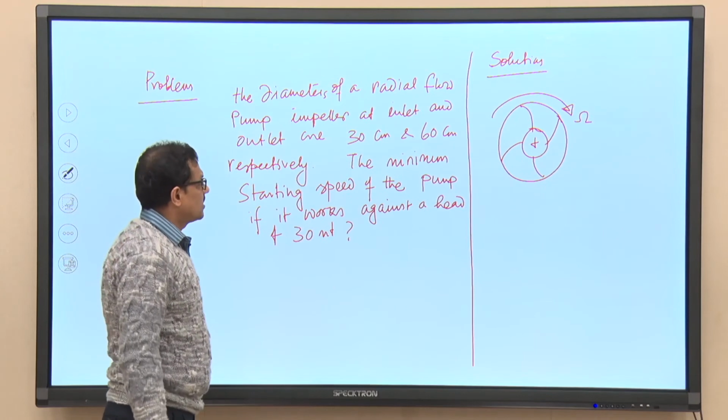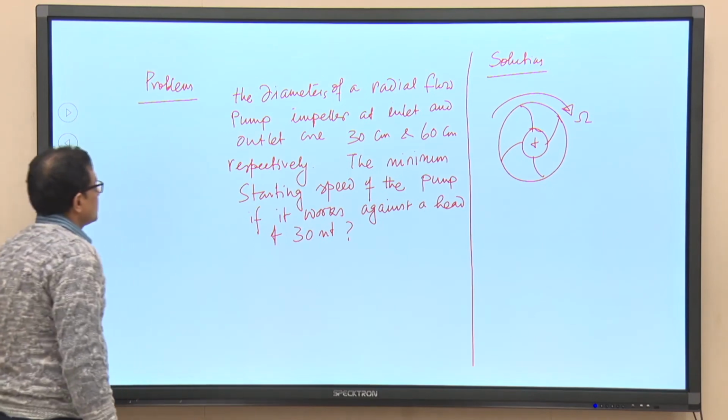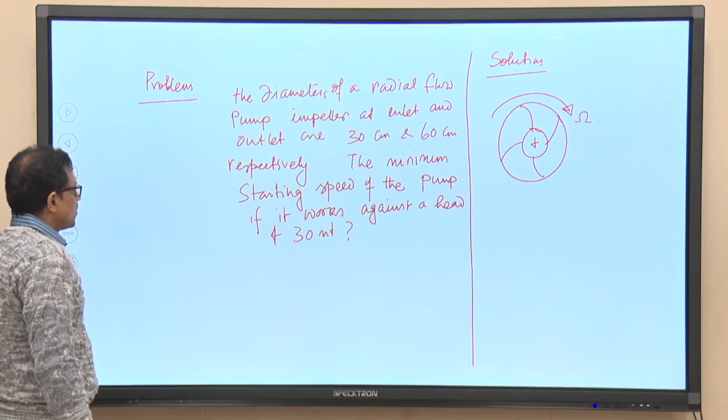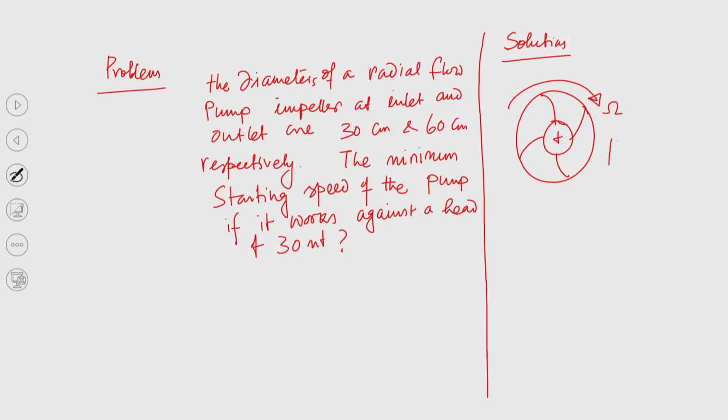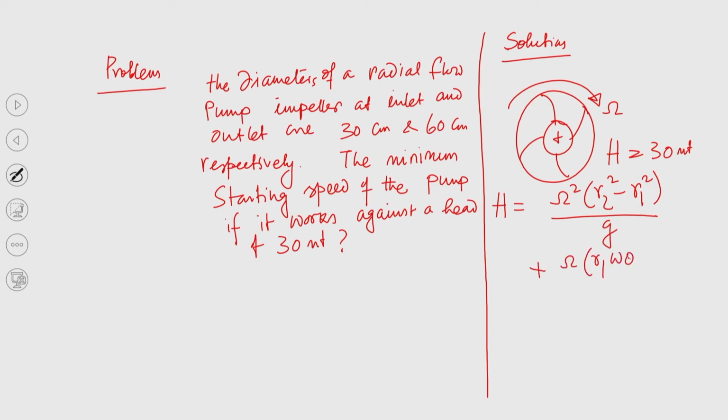Angular velocity is omega. We need to calculate the minimum starting speed of the pump if it works against a head of 30 meter. So, h equal to 30 meter, it is given, right. We can write h equal to omega square into (r2 square minus r1 square) divided by g, plus (r1 w theta 1 minus r2 w theta 2) by g.